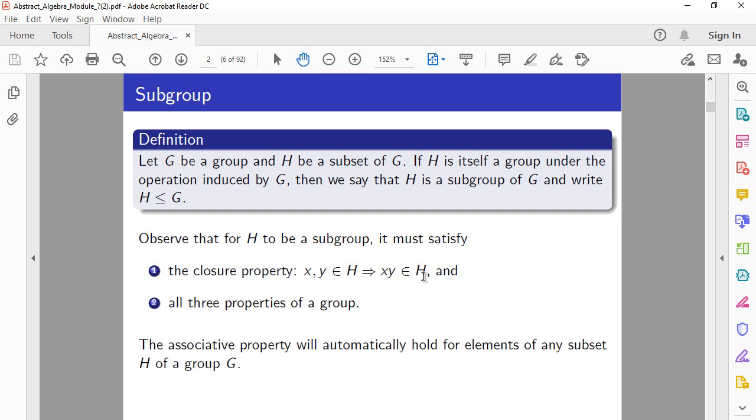And the associative property will automatically hold for elements of any subset H of a group G. So when we try to show that a subset is a subgroup, we can skip the proof of the associative property, because it holds automatically in any subset of a group G.